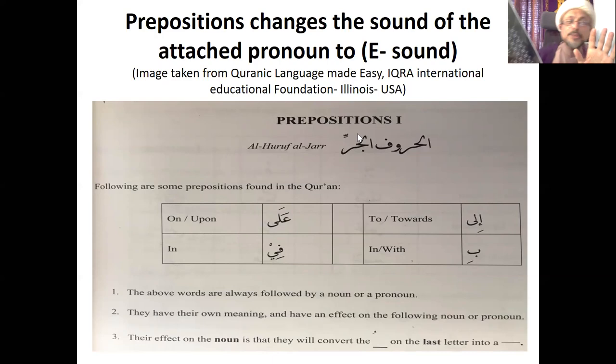I'm being faithful to the copyrights because I'm using the images and some lessons from this book. So I have to be clear in front of Allah subhanahu wa ta'ala. So I took these two images. What is the purpose of these two images?